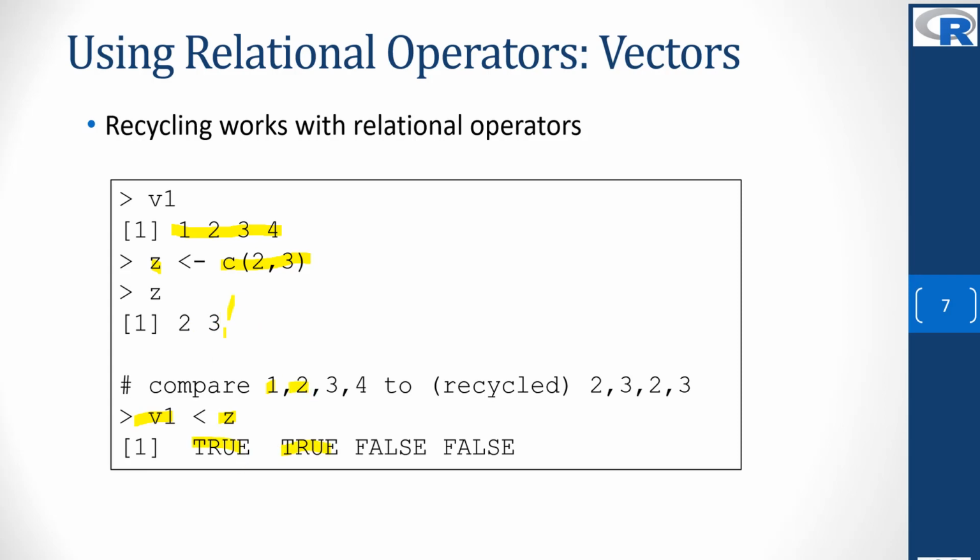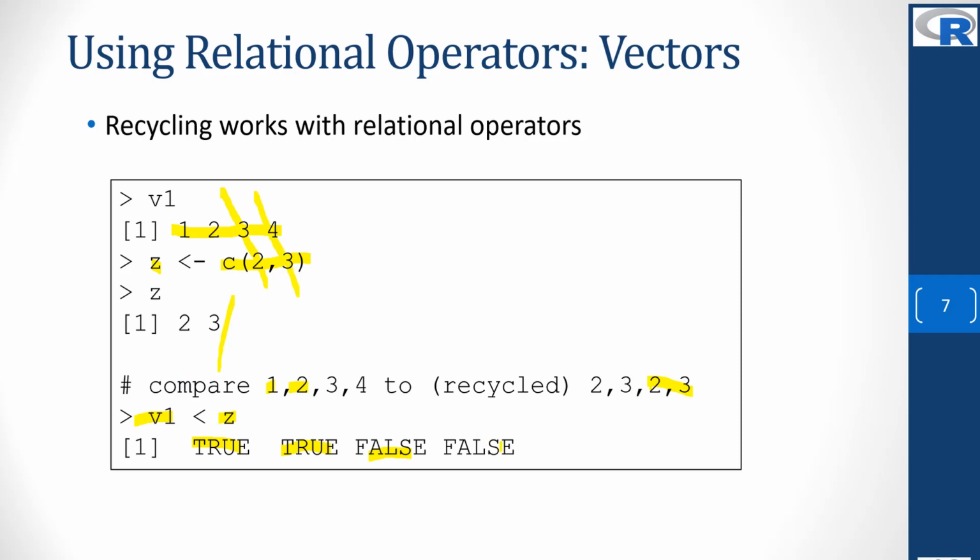Now we've run out of values in this 2-element vector z, so we recycle it. We get 2 and 3 again, and we continue with the element by element comparison. So now we're looking at, is 3 less than 2? So if we just match these up, that's false. And is 4 less than 3?